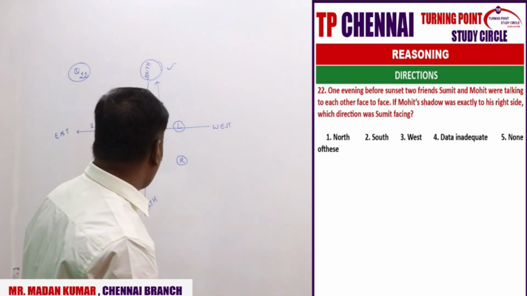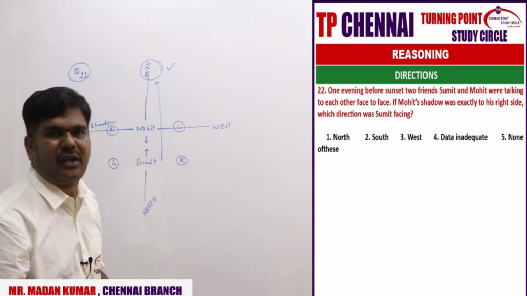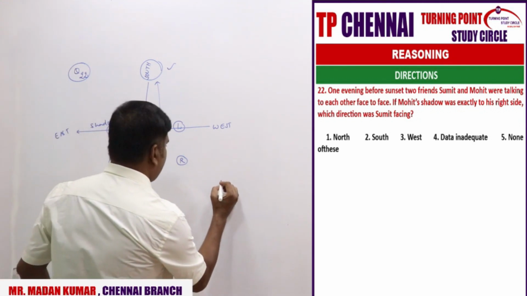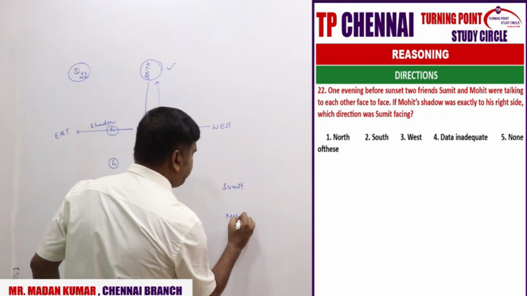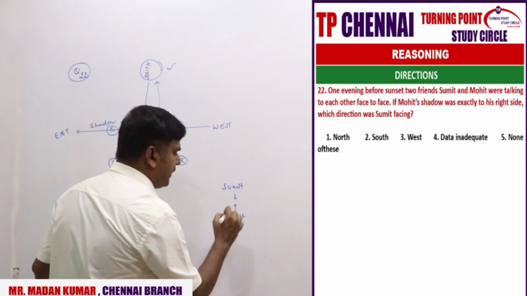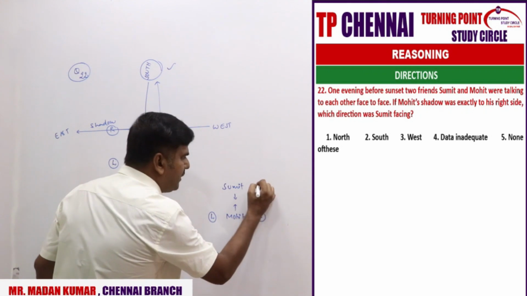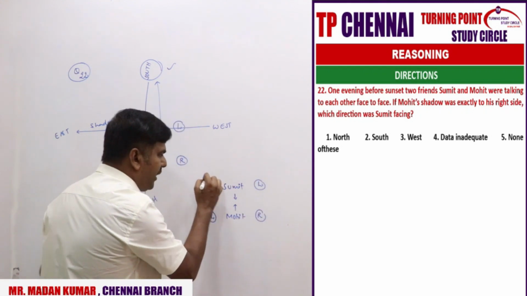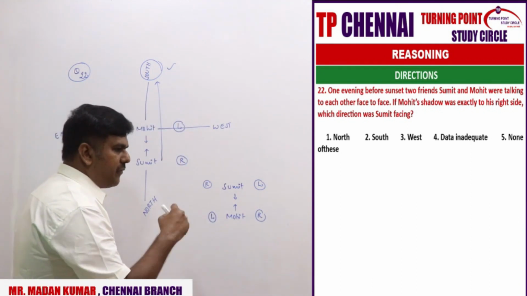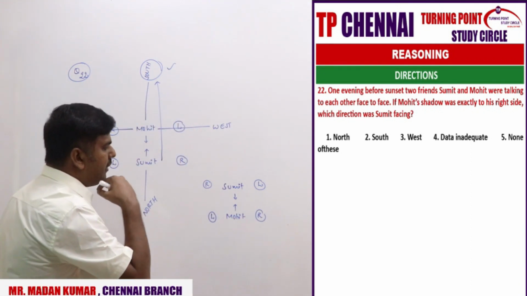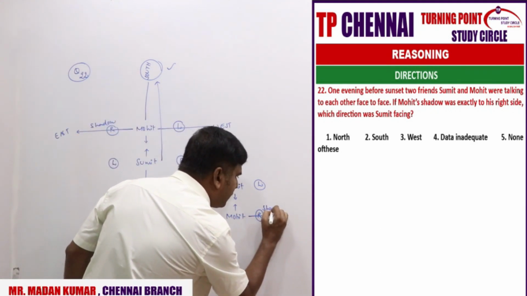You may be getting a doubt, sir, whether if we replace Mohit and shadow, whether we'll be getting same answer or not. That also we will see. Say that here suppose Sumit is there and Mohit is there. They are facing face to face. Now Mohit's left will be this one, Mohit right will be this one, Sumit left will be this one, Sumit right will be this one, because Sumit is facing in this direction. What is being given in the evening? Mohit's shadow was exactly to his right side. This is right side. So to his right side, shadow is falling.